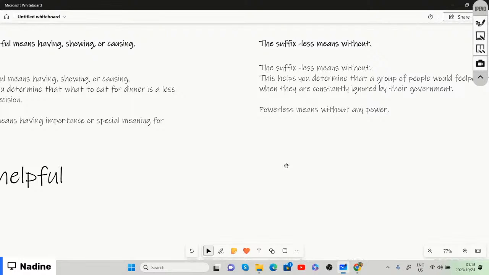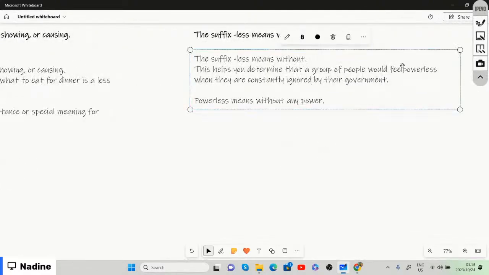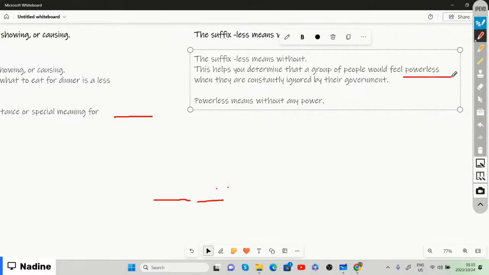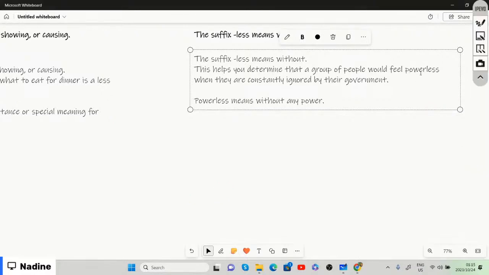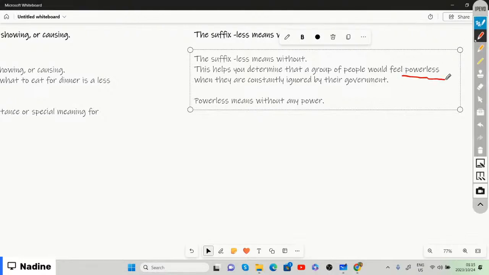And this helps you to determine that a group of people would feel powerless when they are constantly ignored by the government. Powerless. Because remember, the government are people of power, right?